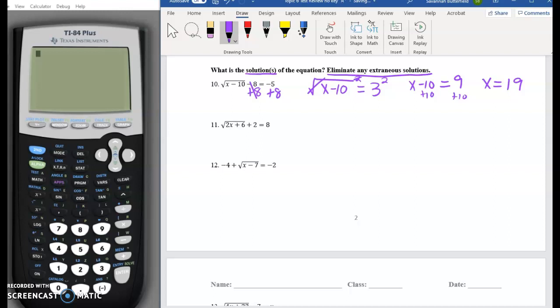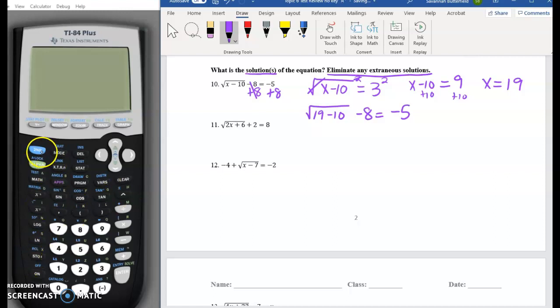And so I got an answer of 19, but now I need to double check it with my original function. So I need to plug it back in. So square root, instead of x, I'm going to plug in 19. So 19 minus 10 minus 8. And we're going to see if it equals negative 5. If it does, this works. If it doesn't work, then this is an extraneous solution.